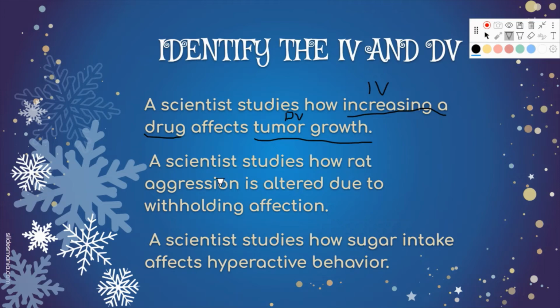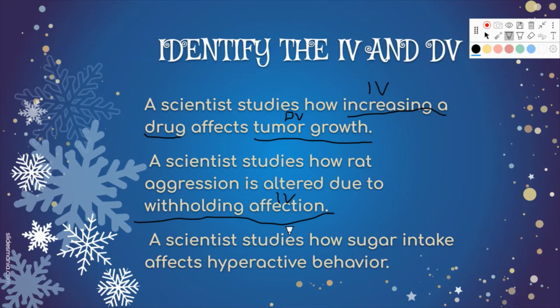Then the next one: a scientist studies how rat aggression is altered due to withholding affection. Let's start with the independent variable again. In this case, what is being changed throughout the experiment? The thing being changed is the amount of affection, or withholding affection, from a rat, right? Are they giving it a little bit of affection, a medium amount, a lot of affection? This is what is changing throughout the experiment. So this is the independent variable.